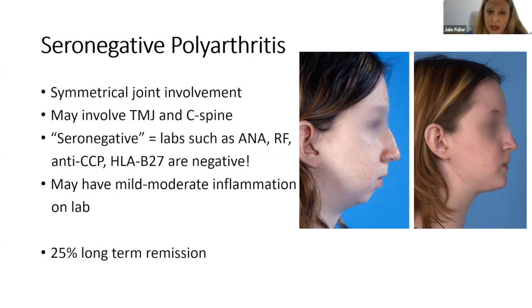These patients are oftentimes missed at lab screening by primary care physicians because their labs are seronegative. And by definition, that means arthritis markers like an ANA, a rheumatoid factor, a CCP antibody, or HLA-B27 antigen are negative. These patients may have mild to moderate inflammation on lab work, but oftentimes their labs are surprisingly normal, even with 30 swollen joints. And only about 25% of these patients will have a long-term remission. So definitely more of them will require long-term medication.